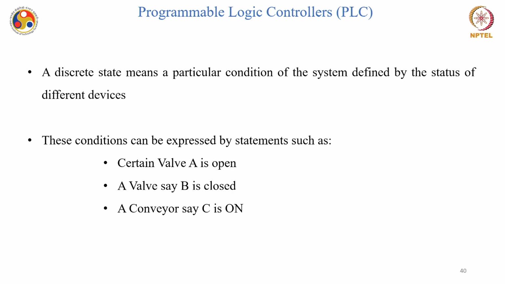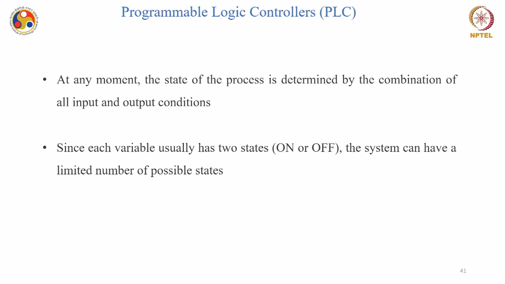Okay. A discrete state means a particular condition of the system defined by the status of different devices. These conditions can be expressed by statements. For example, you can say that a certain valve, say A, is open, a valve, say B, is closed, a conveyor, say C, is on, and so on. You can give these conditions as sentences.